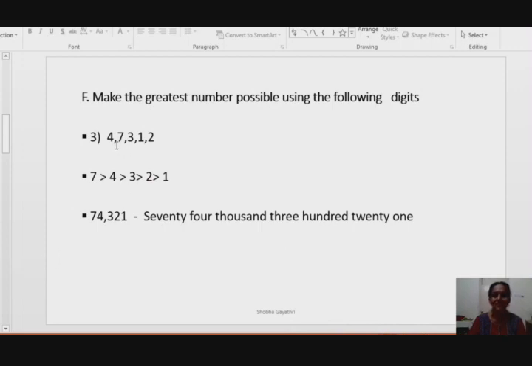Third question, 5 digits are given here. Identify which is the greatest digit among the given digits. It is 7 here. Next greater digit is 4. Next greater digit is 3. Next greater digit is 2. Next greater digit is 1. Write the numbers in descending order.